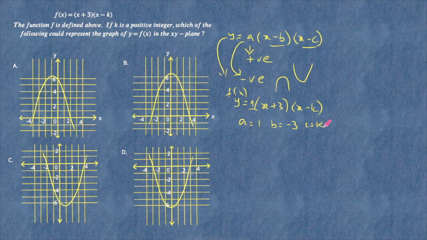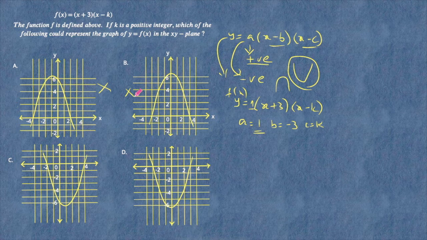So since a is positive, this is an upward facing parabola. So obviously choices A and B are not the correct answer. So we only have C and D. At this point, if you didn't have time, you can just pick one of them, C or D, and then move on. But we are going to accurately find whether it is C or D.